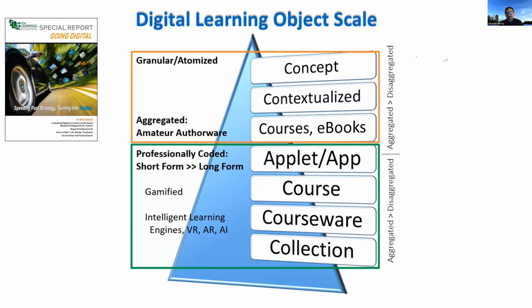But again, it's really at the low end of sophistication, and if you're building with that, you're going to start creating some dead ends. And so it's important to understand what those things do as you start selecting. So we move up into courses and courseware, and this is where you have a much more immersive experience, collections as well. And as we move all the way up to the top, it represents the long form types of professionally coded learning objects, and that's where you see the learning engines.